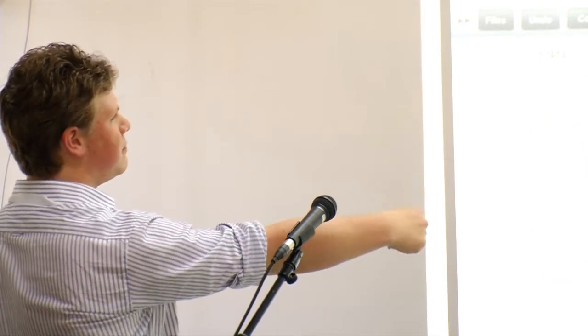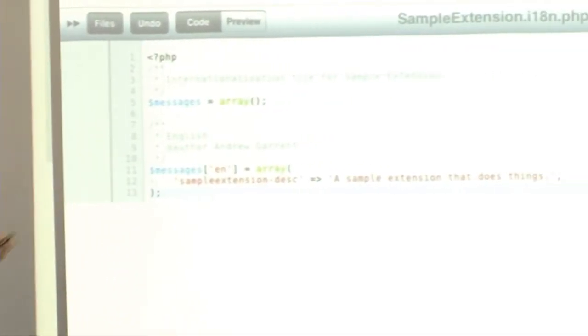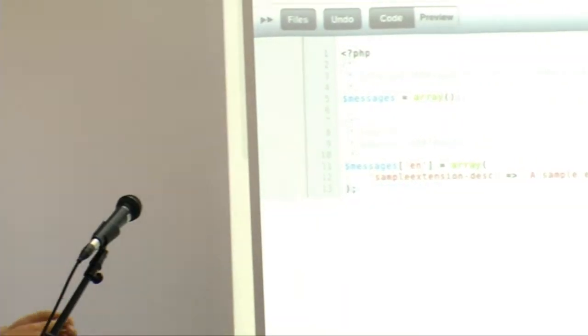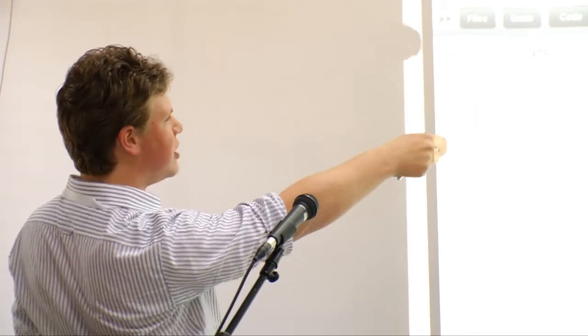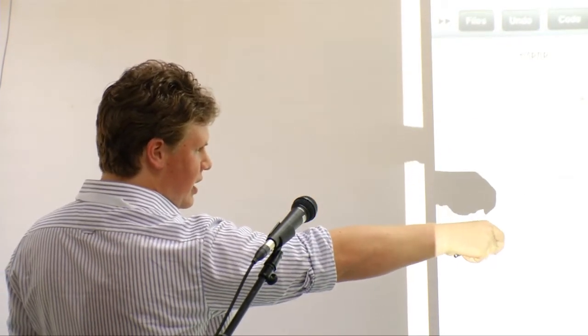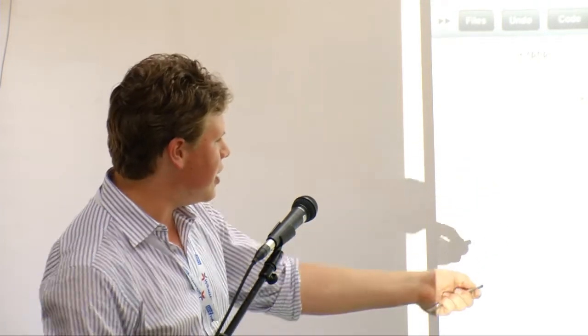Here's what an internationalization file looks like. You'll notice that it sets this variable $messages, and that's like an array structure. So it's like a tree, so you have your messages, and then underneath you have English messages, and then underneath that you have this key here. And that key is the name of the message, and then it has a value.